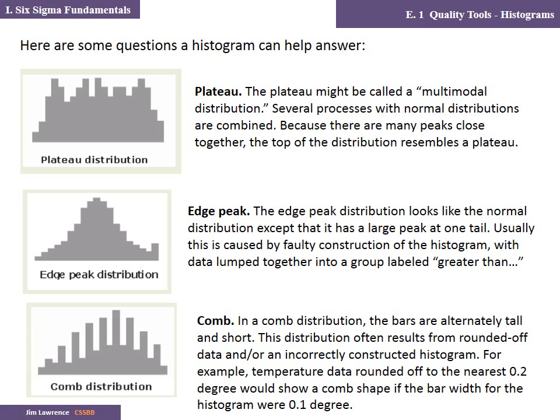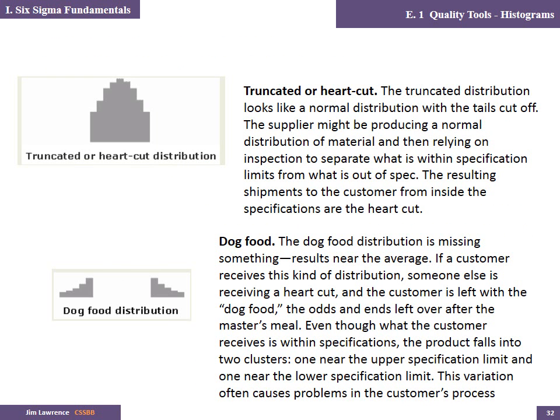Here are some other questions a histogram can answer. I'm not going to go through all of these, but you can find lists that guide you to look at many kinds of distributions and what they might mean. Usually the user of a histogram can look at it, in the context of the problems he's trying to solve, and tell quite a bit about what the distribution is telling him with respect to his understanding of the process.